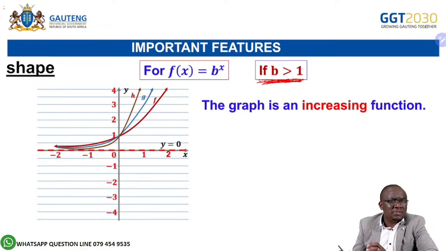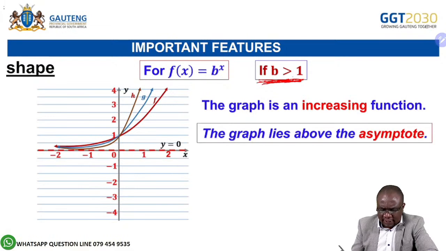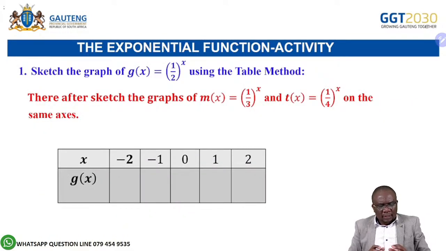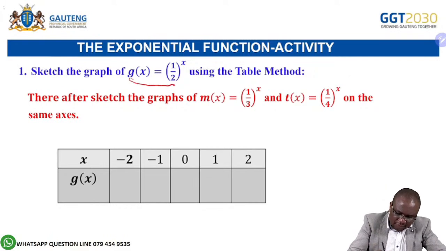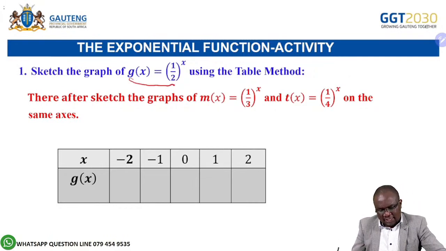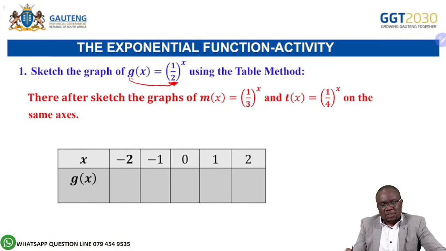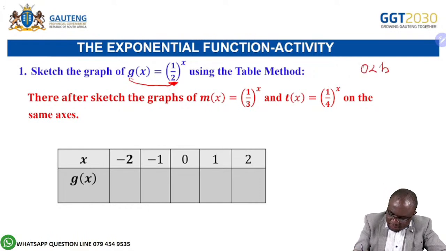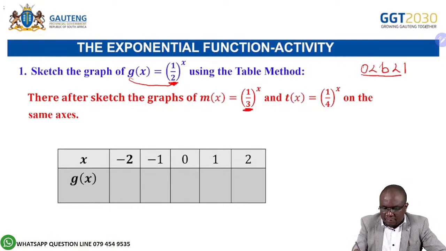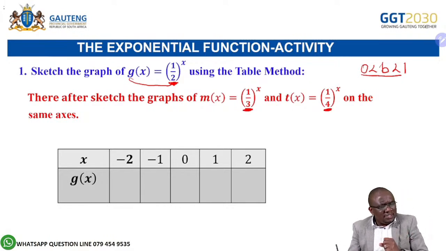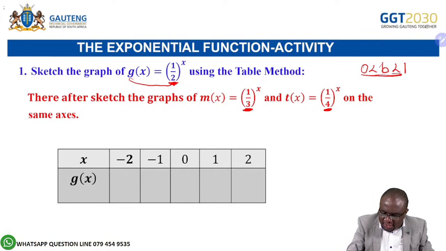What about when b is between 0 and 1? We're going to talk about that. I'm going to sketch the graphs and then we copy them, because we don't have time. Now, sketch the graph of g of x equals 1 over 2 to the power x. Here, b is a proper fraction, between 0 and 1. The same applies to m of x and t of x. We want to see how the graph is shaped when b is between 0 and 1.